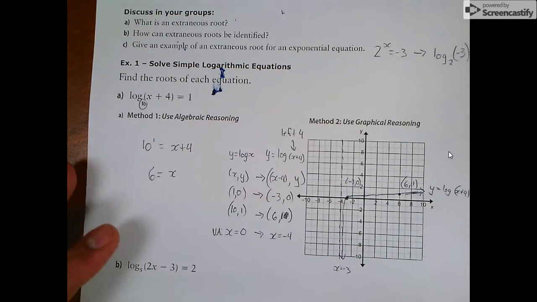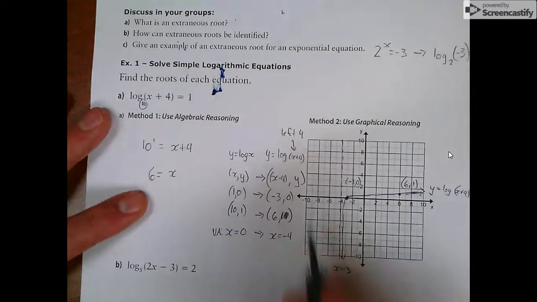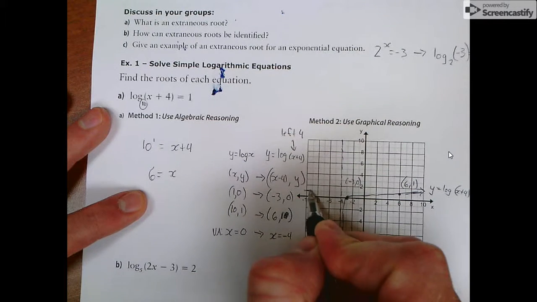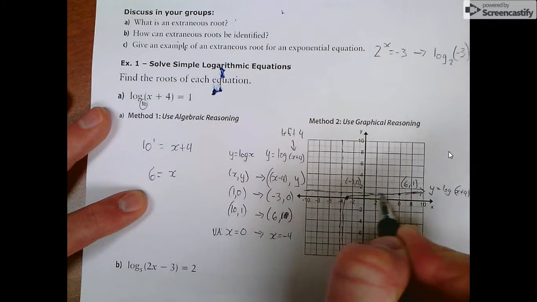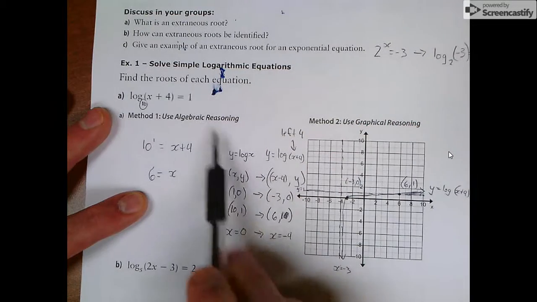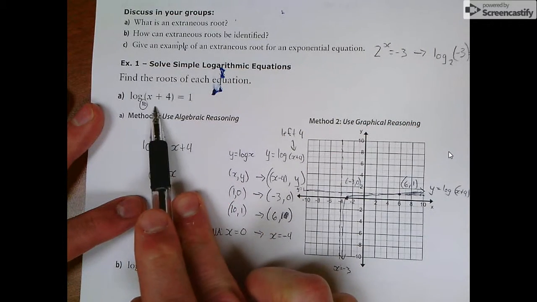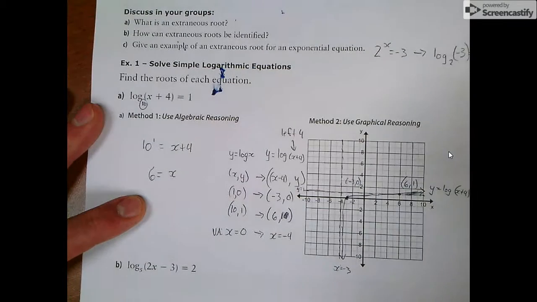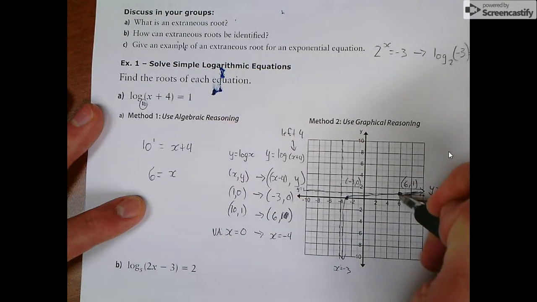And then the second thing we'd actually have to graph is y equals 1, and we're just going to go straight through there. And why are we graphing y is equal to 1? Because that's the right-hand side of the equation. We graph the left-hand side with the curve, right-hand side with the 1, and then we just see where they intersect, and they intersect right here at 6, 1.